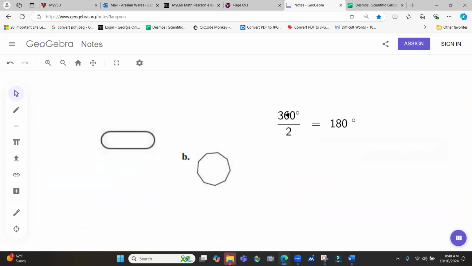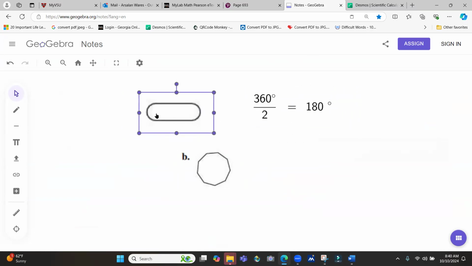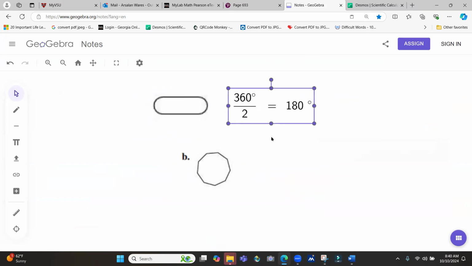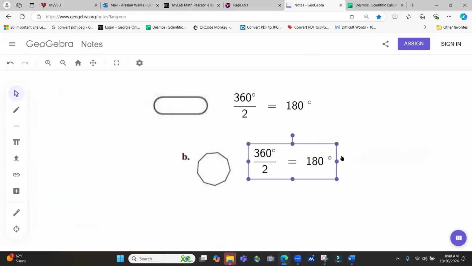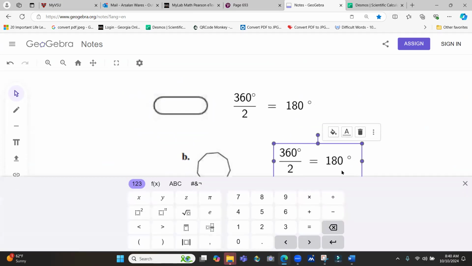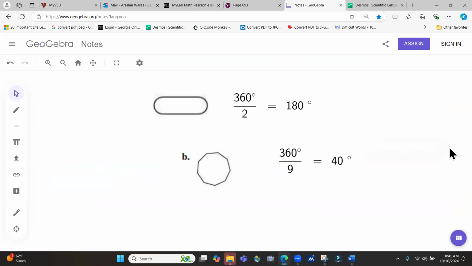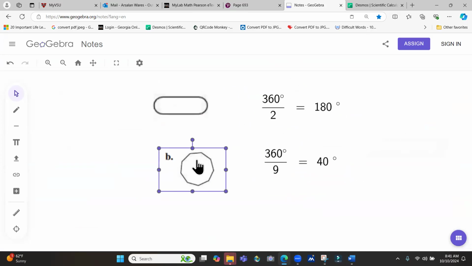There are 9 parts. So you're going to take 360 and divide it by 9. And the angle you're going to get is 40 degrees. So the smallest angle you have to rotate the shape so that it matches itself is going to be 40 degrees.